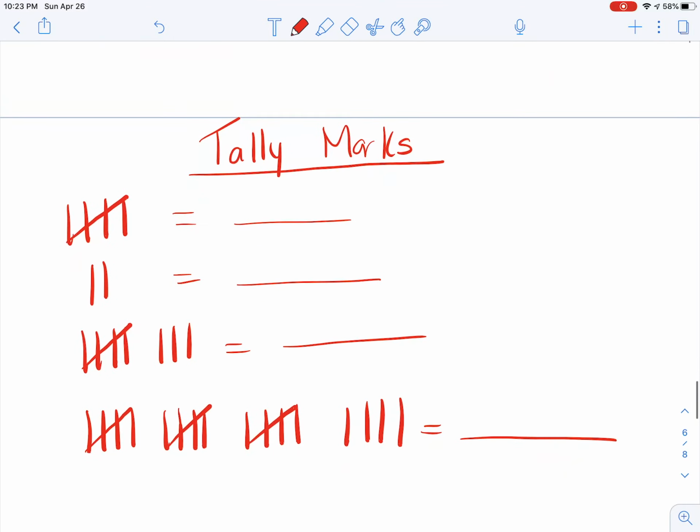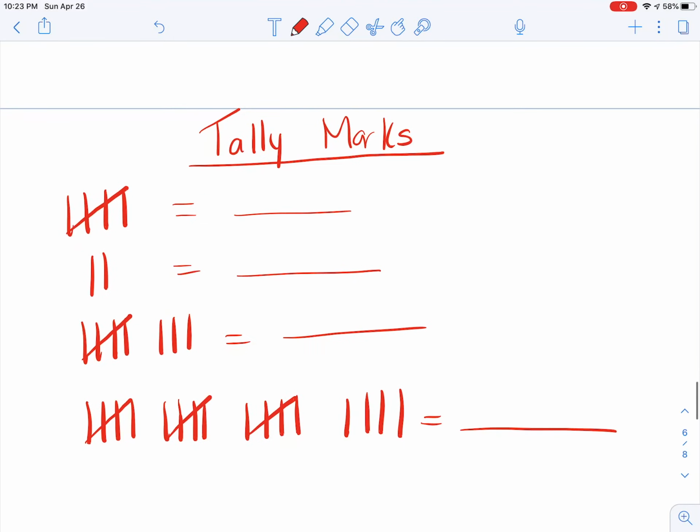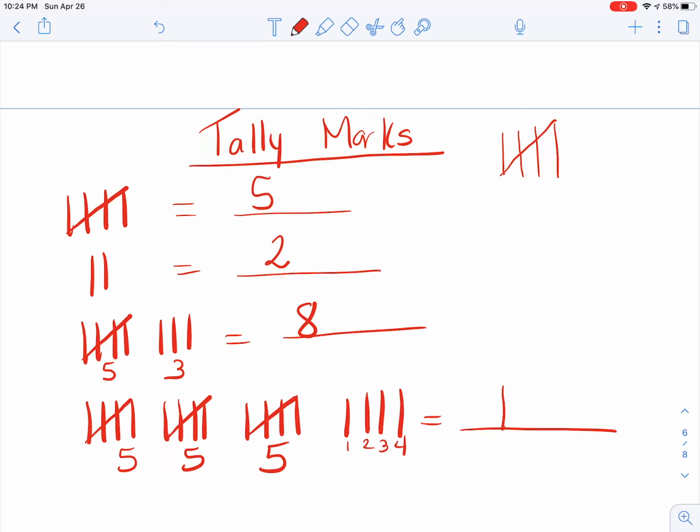Sometimes they use tally marks. Now, I wanted to make sure you understood what a tally mark was. A tally mark, each stick represents one. So 1, 2, 3, 4, that would be 5. There's just 2 sticks there, so that's 2. There's 5 and 3, that would be 8. 5, 10, 15, 1, 2, 3, 4, which would be 19.